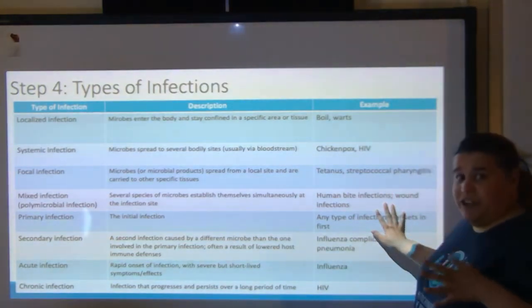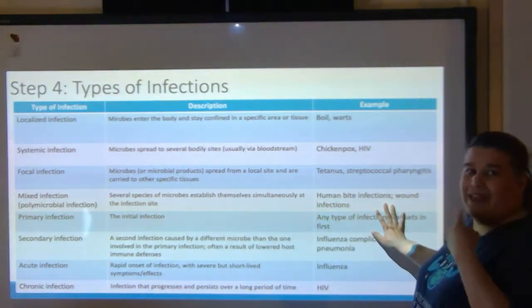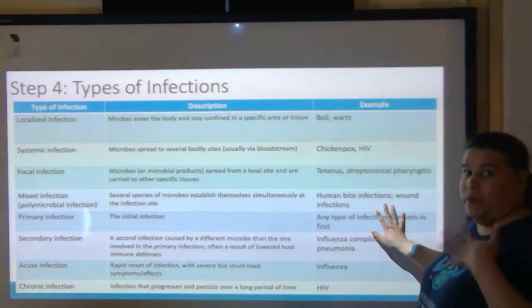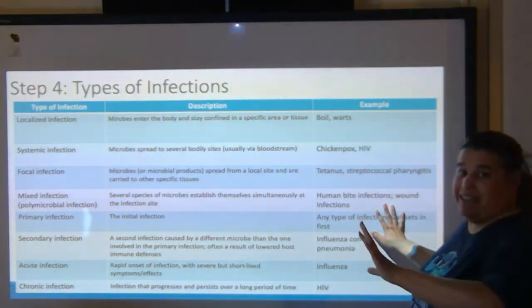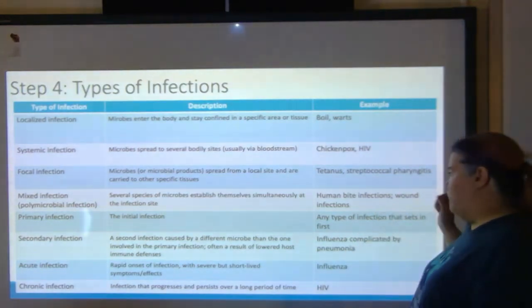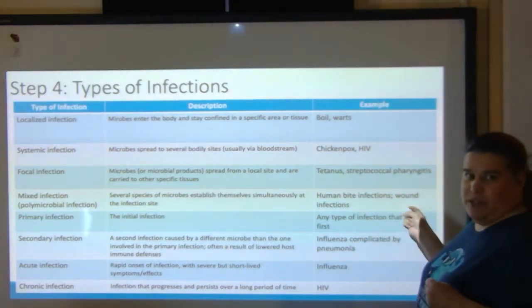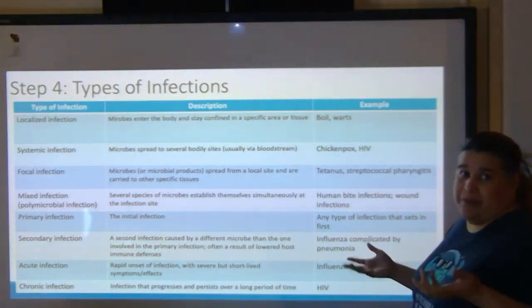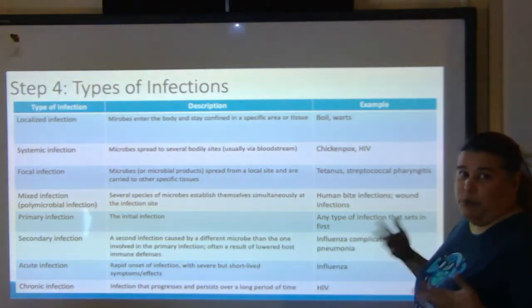One of the worst offenders is a human bite. We have a lot of things in here, not just one. So when we bite somebody, we are infecting them with a lot of different things. Wound infections: depending on what you got wounded with, it could be something potentially that has multiple things on it.